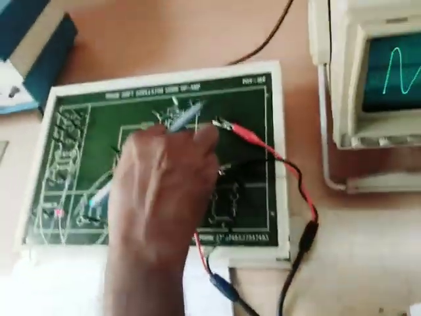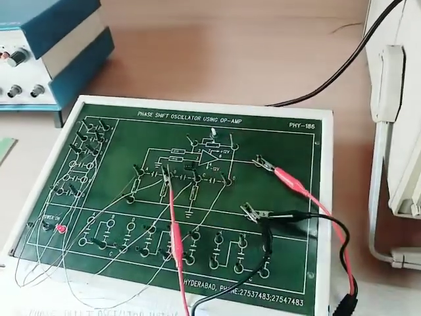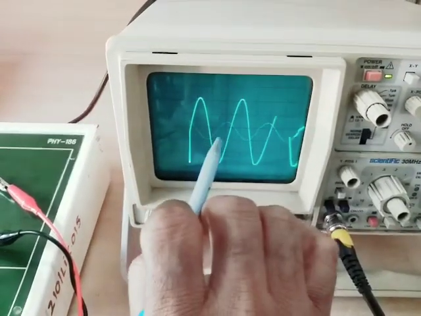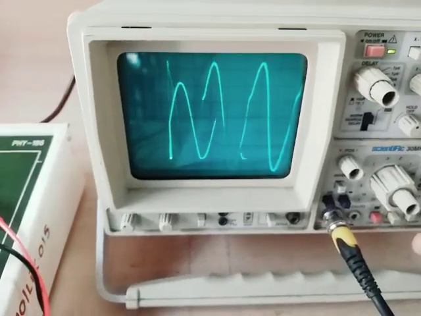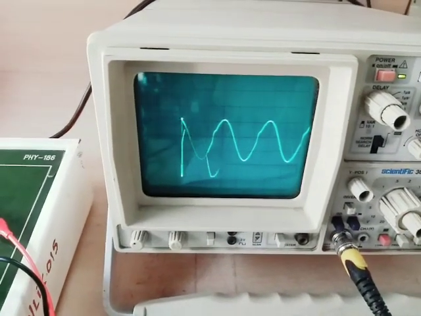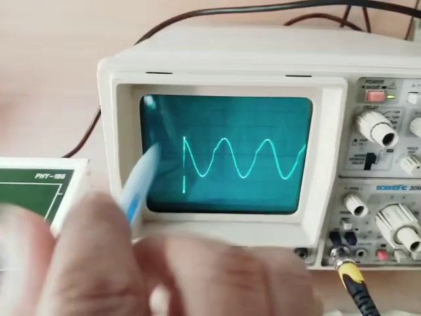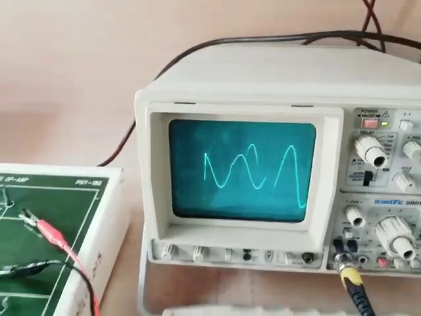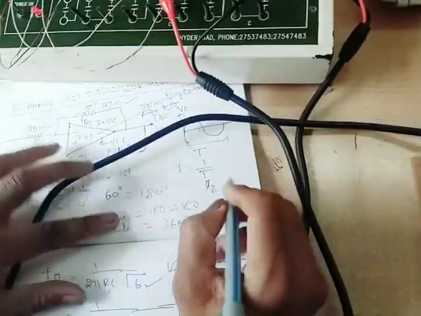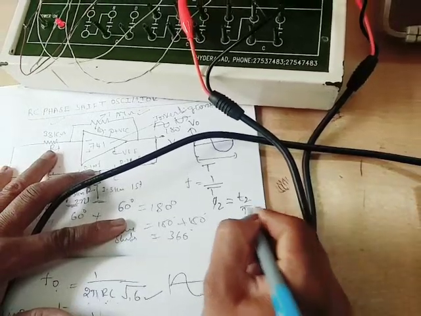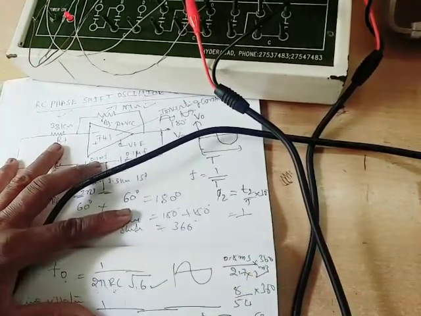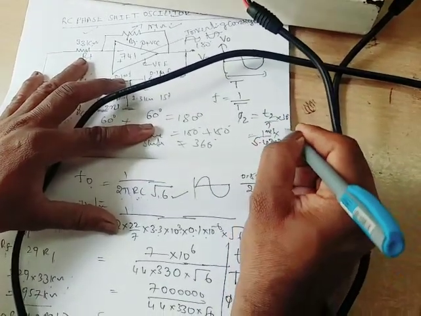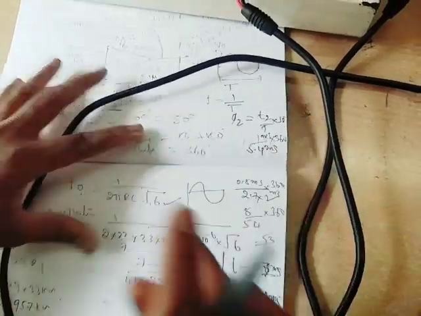And coming to the next phase shift, this is the next one. Here this is the peak value, this is the peak value, the difference is nearly 1. Phi 2 is equal to small t2 by capital T into 360, that is 1 millisecond by 5.4 milliseconds into 360. We will get another phase shift.